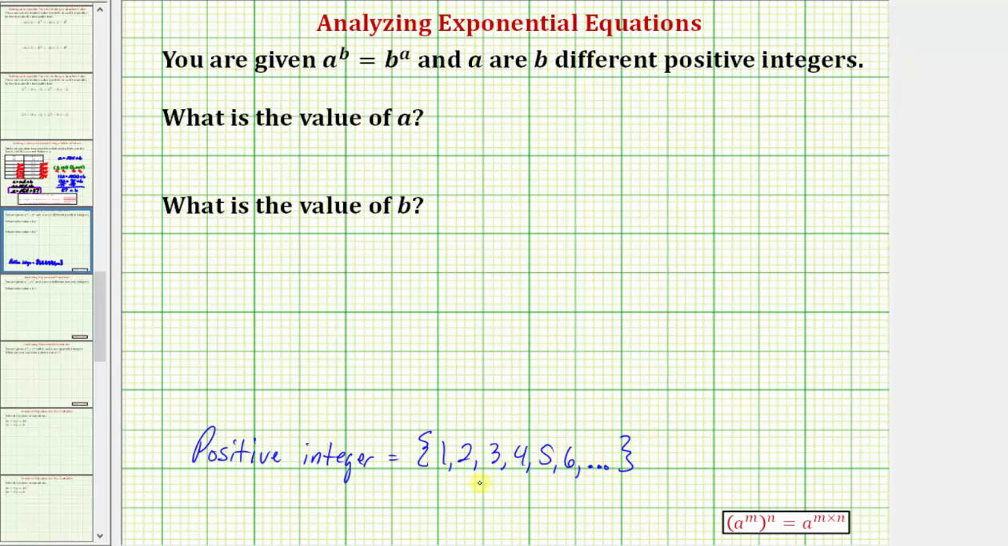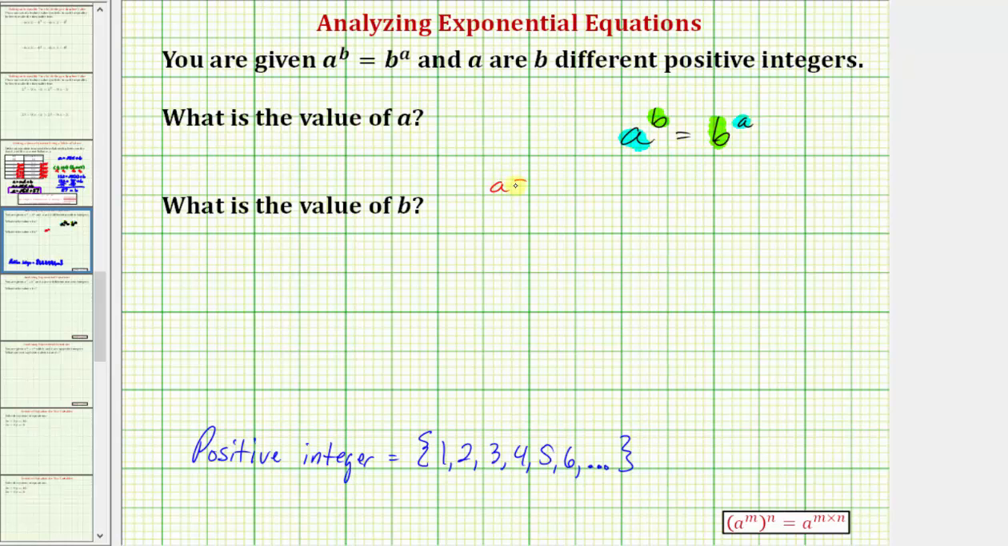So we want two different numbers from this set that would satisfy the equation a raised to the power of b equals b raised to the power of a. Meaning the base on the left side of the equation must be the same as the exponent on the right side, and the exponent on the left side must be the same as the base on the right. So one way to try to solve this equation would be trial and error, where we just select two different values from this set, perform substitution, and see if it works. Let's begin by doing this.